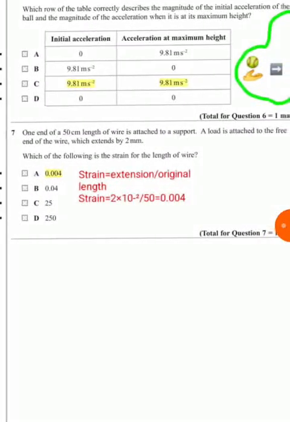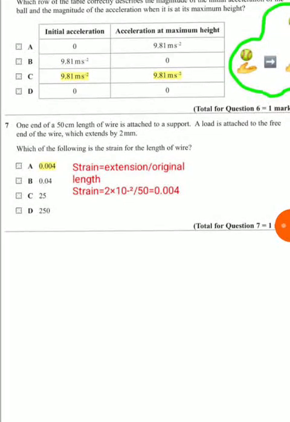But if they say the ball is thrown from rest, or if the question is that the ball falls from rest and reaches its maximum height, then the initial acceleration is zero. But here it's not like that. The ball is thrown vertically upwards. So thrown means obviously someone is holding it. So therefore gravitational field strength acts.